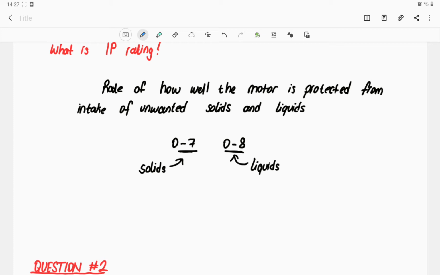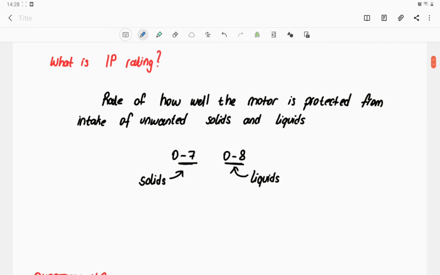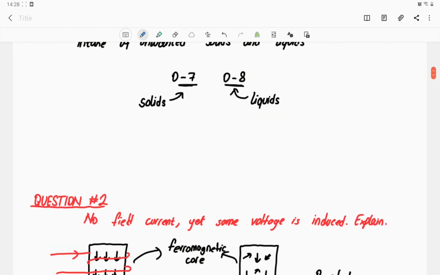The first number represents how well it is protected from solids, and the second one represents how well it is protected from liquids. The 0 represents no protection, whereas the highest numbers, 7 and 8, mean that it is fully protected from unwanted solids and liquids.